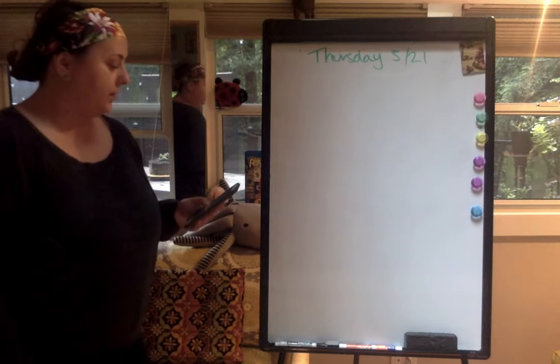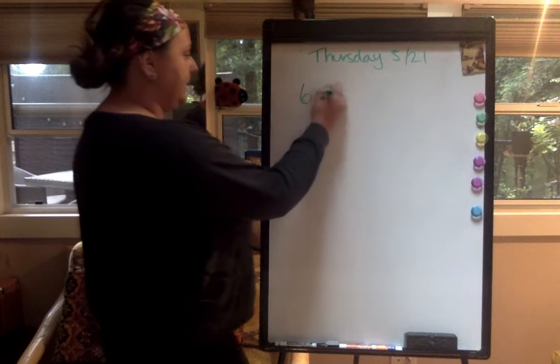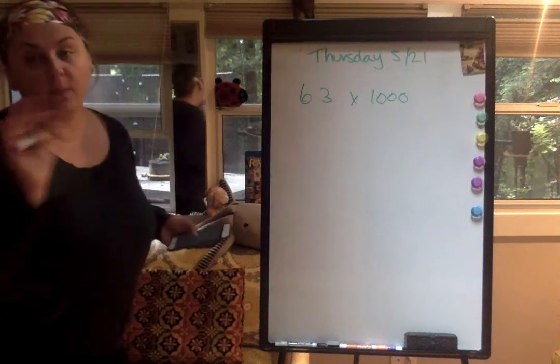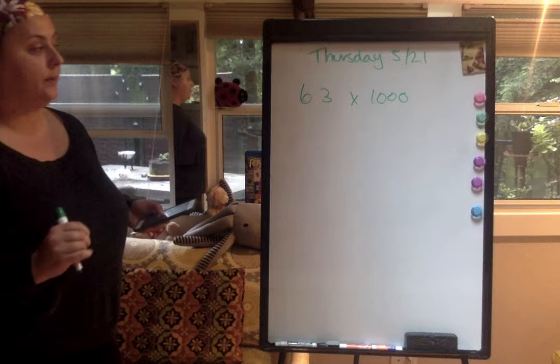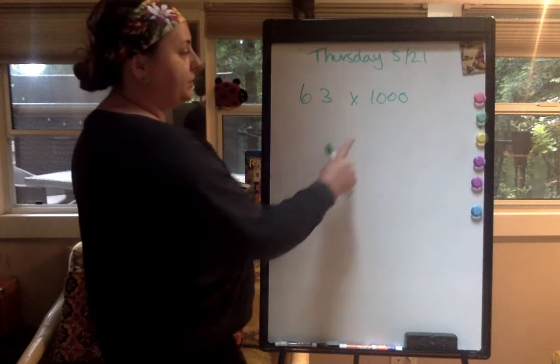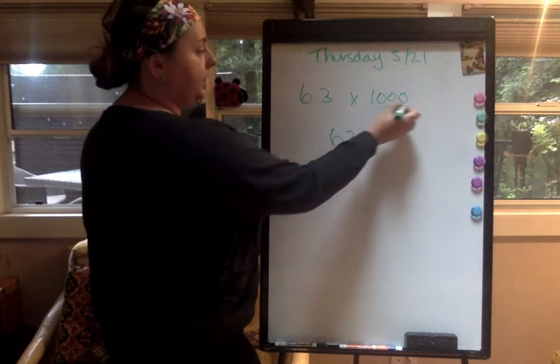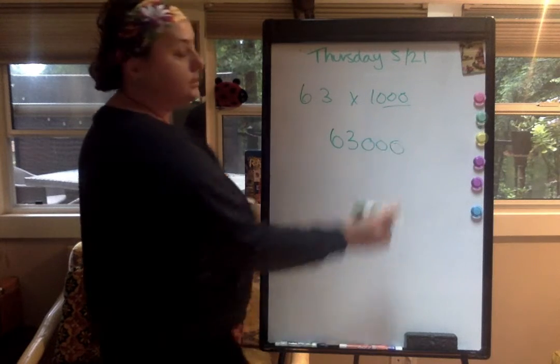Here we go. What is the product of 63 times 1,000? You can work this out the normal algorithm way, or you can think to yourself, 1 times 63 is 63 with 3 zeros.